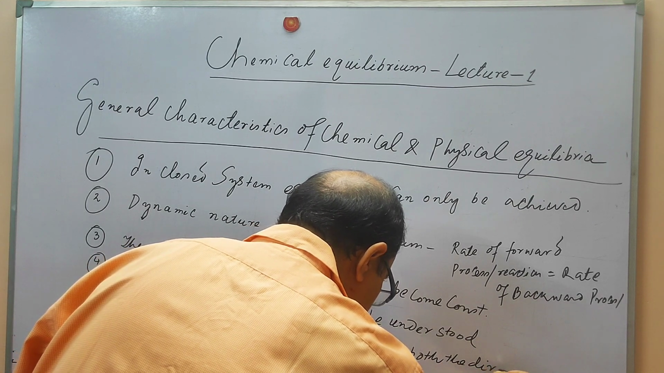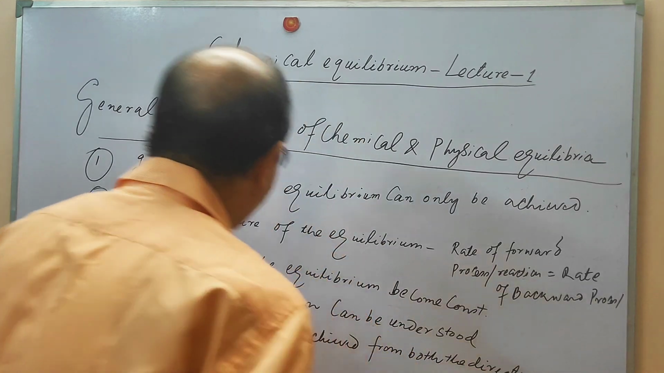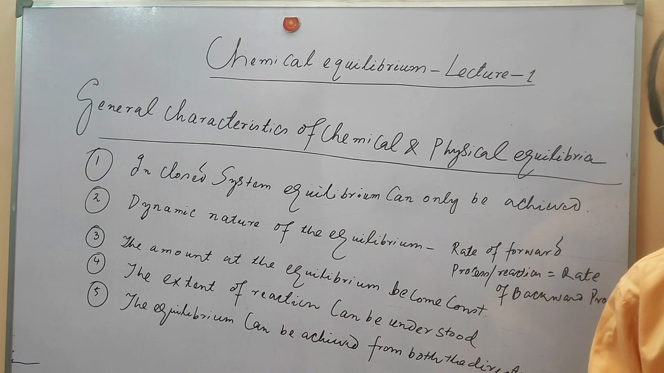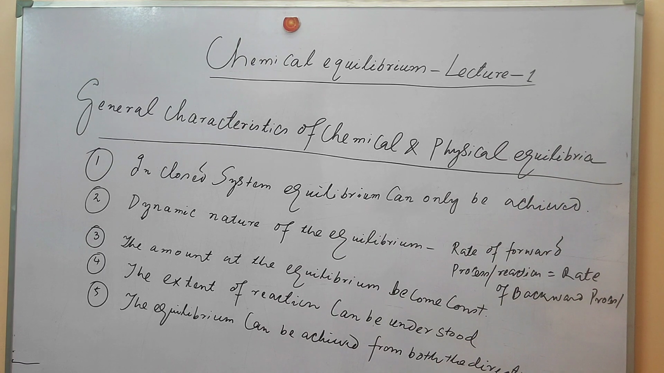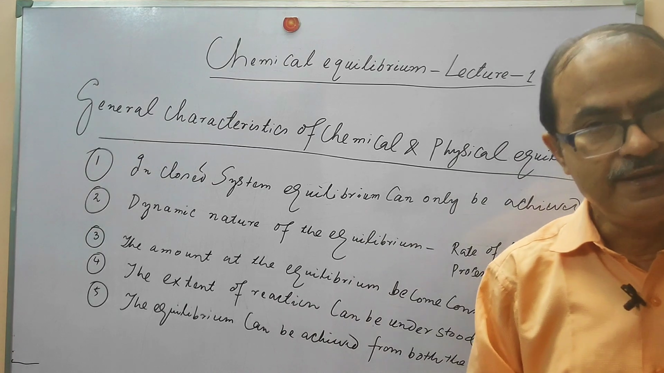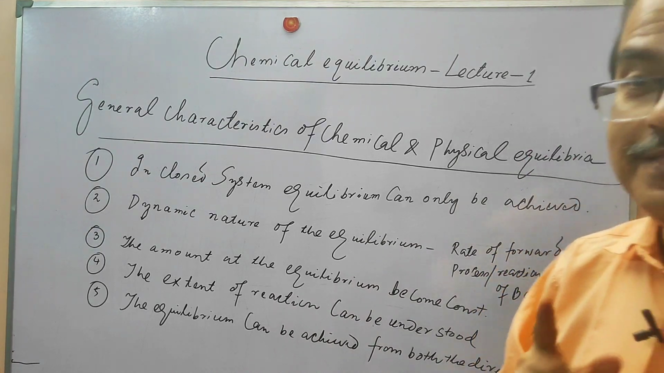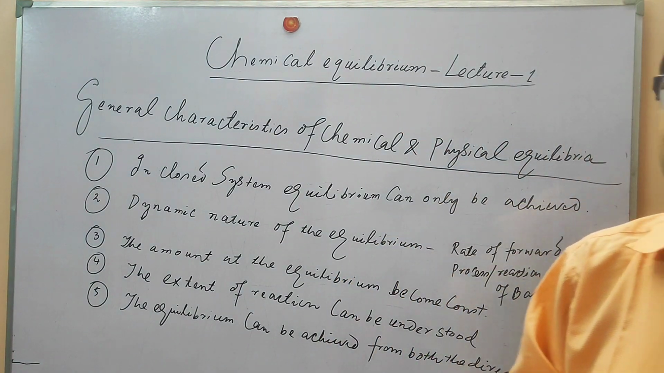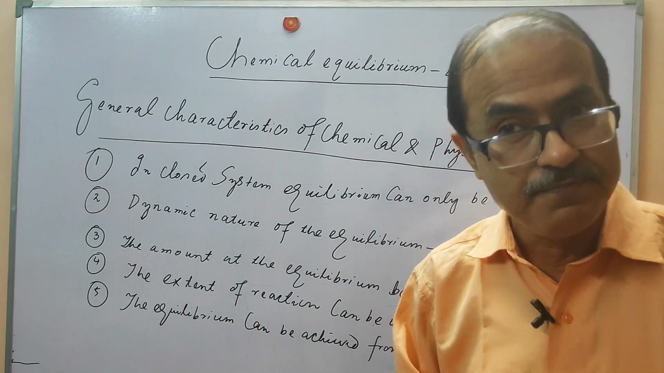So you can understand these general characteristics of the equilibrium. Equilibrium can only be achieved in a closed system. There is the dynamic nature of the equilibrium. The amounts at equilibrium become fixed. The extent of reaction can be understood from the amount of material at equilibrium, and equilibrium can be achieved from both directions. Those are the five main general characteristics of equilibrium. That is all for today's video. In this video, what we have understood will be very convenient for you to understand this chemical equilibrium chapter. That is the first lecture.